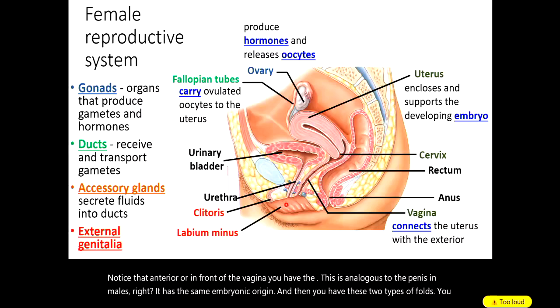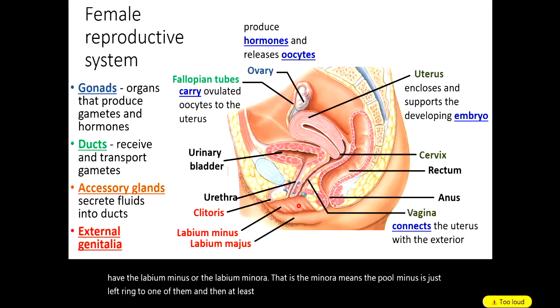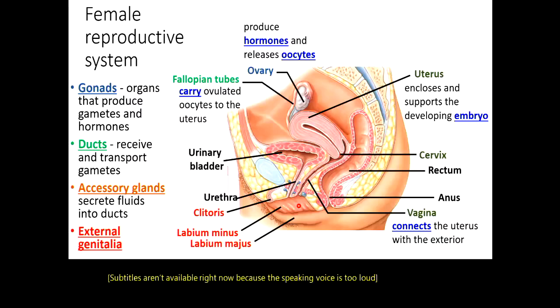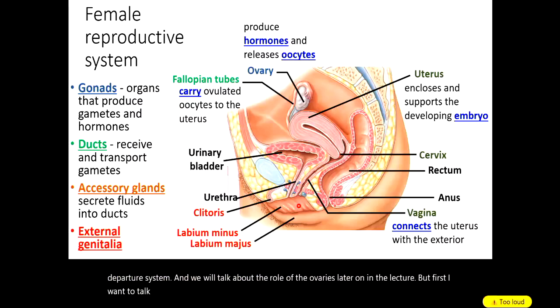You have the labium minus or the labium minora. That is, the minora means the plural, minus is just referring to one of them, and then that leads to the labium majus. The plural term is labium majora. So these are the various parts of the female reproductive system, and we will talk about the role of the ovaries later on in the lecture, but first I want to talk about the other structures.